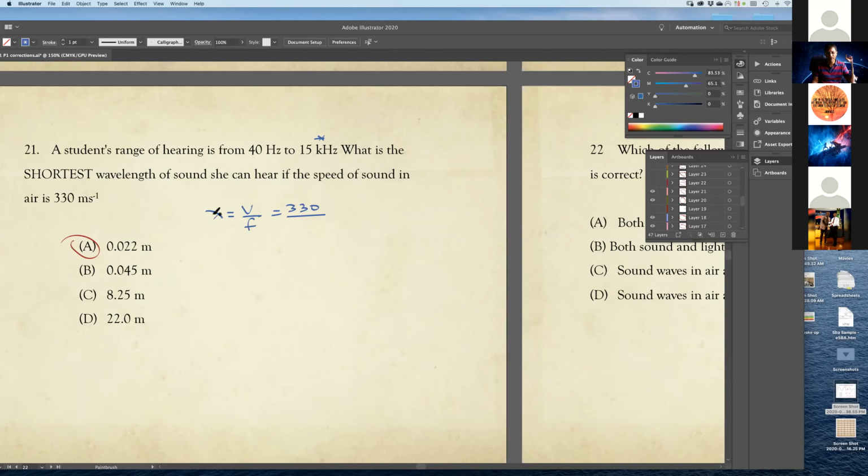You can see it here. Wavelength is inversely proportional to frequency. So the highest frequency will give us the shortest wavelength. So we have to put 15,000 in the denominator, and you should get this as your answer. Yes?